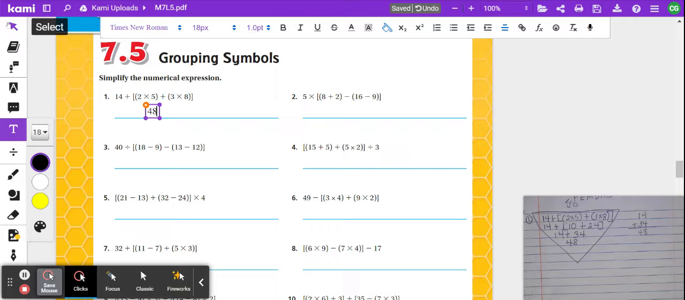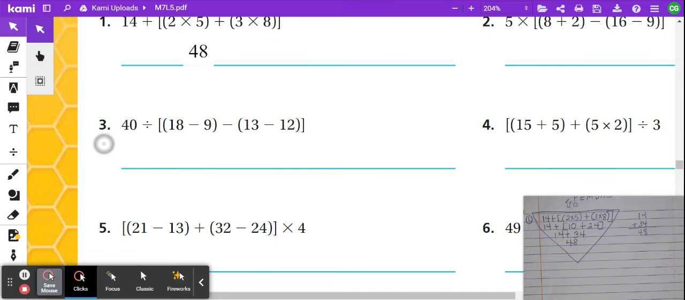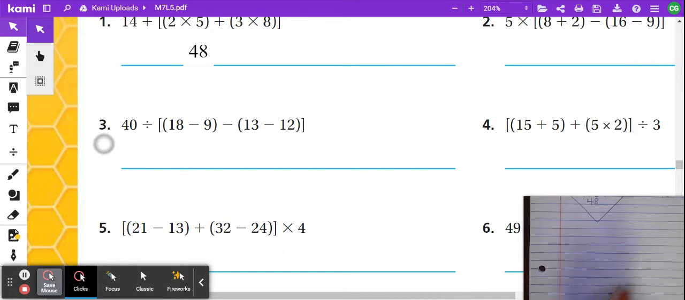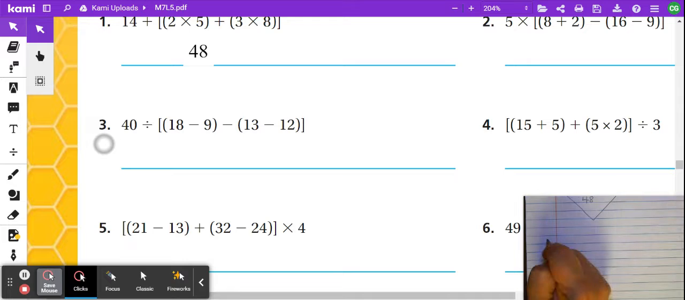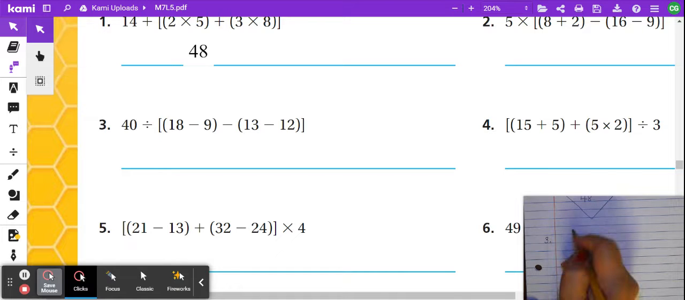All right, the next one is number 3. And I'm going to kind of enlarge that so that you can see it. On my paper, this is number 3. And remember, you need to write it on a separate sheet of paper so that you can see your work. So I'm going to say this out loud, so say it with me.